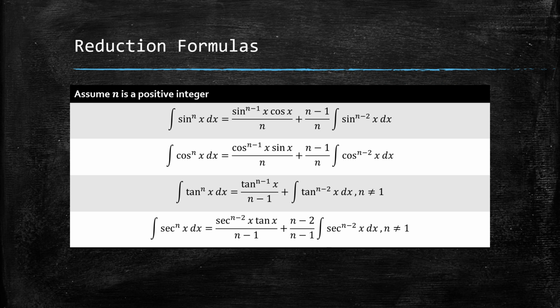Last, the integral of the nth power of secant of x dx is equal to the n minus 2 power of secant of x times tangent of x divided by n minus 1 plus n minus 2 divided by n minus 1 times the integral of the n minus 2 power of secant of x dx for n not equal to 1. Now let's look at an example using the reduction formula. One thing to note, many times with integrals of trigonometric functions, there is often more than one way to evaluate the integral.